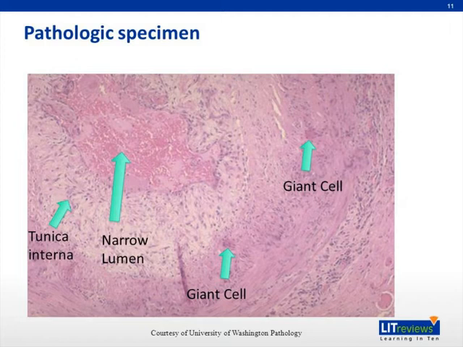This is a pathologic specimen from a temporal artery biopsy in a patient with giant cell arteritis. Histologically, the tunica media thickens and the lumen narrows due to tunica interna fibrosis. Giant cells can be seen populating areas around the internal elastic membrane.